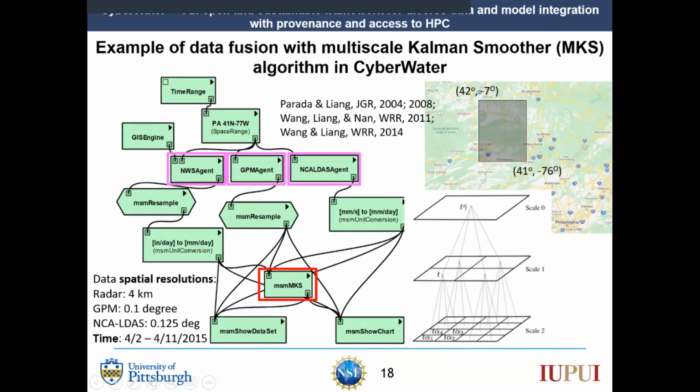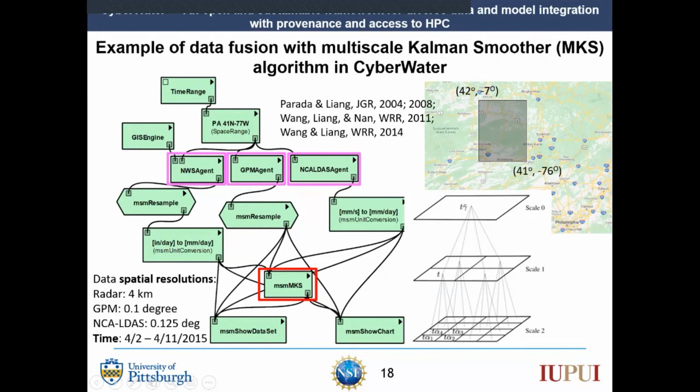The three data agents and the three precipitation data products we are going to fuse are the following. The first one is radar precipitation data measured by the National Weather Service, and we brought that data into CyberWater using the radar data agent. This radar data has a spatial resolution of about 4 kilometers by 4 kilometers. The second precipitation data product is the GPM satellite precipitation. We use the GPM data agent to bring that data in, and it has a 0.1 degree resolution. And the third one is the NLDAS precipitation data, and that has a 1/8 degree resolution.